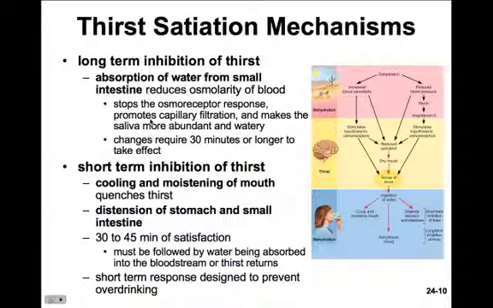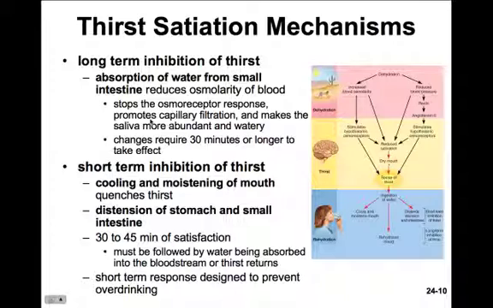Thirst satiation mechanisms, a couple of things come into play. First of all, we look at long-term inhibition of thirst. When we see that there's water that's absorbed from the small intestine, it'll reduce osmolarity of the blood, and that'll stop the whole osmoreceptor response we just looked at. It promotes higher capillary filtration, makes the saliva more abundant, more watery, less thirst. However, these changes require about 30 minutes to take effect because the water has to be absorbed by the small intestine and has to reach the hypothalamus and tell us that we are satiated, as in unthirsty anymore.